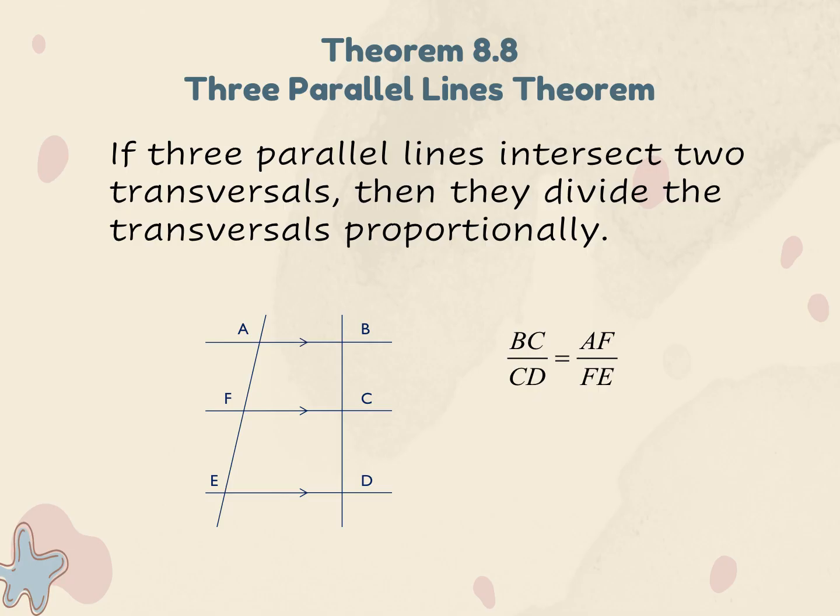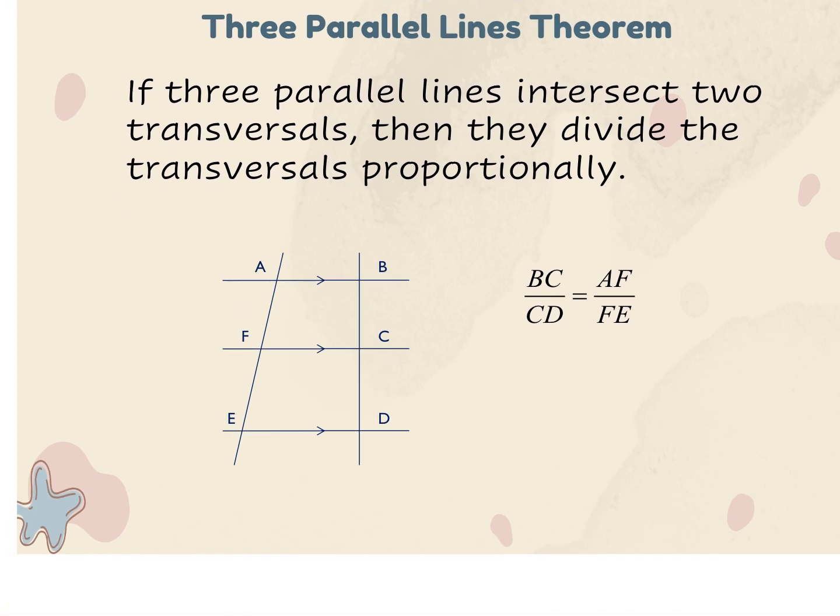The next theorem is called the three parallel lines theorem. If three parallel lines intersect two transversals, then they divide the transversals proportionally. So we're not dealing with triangles here. We're just dealing with three parallel lines, and it's got two transversals. But what it does is it separates it proportionally. So here, what they're still doing, these are tops over the bottoms. So this is the top portion, and these are the bottom portions.